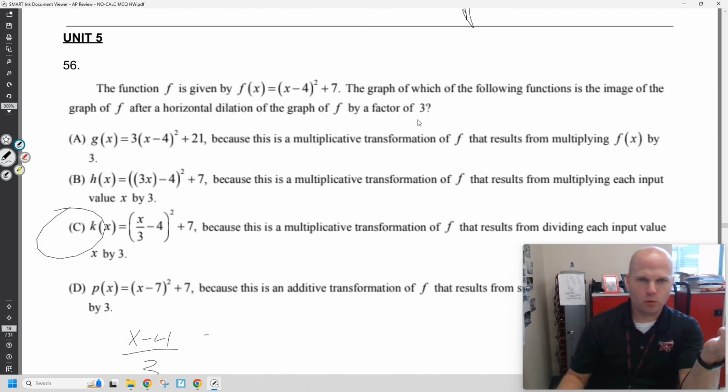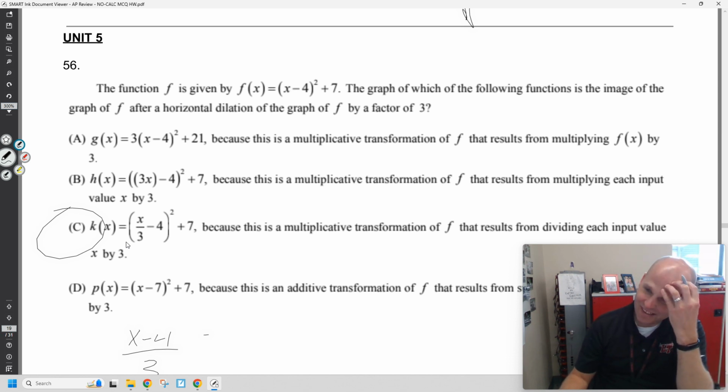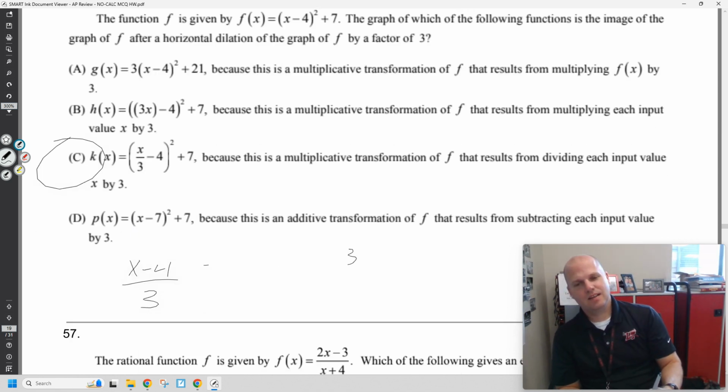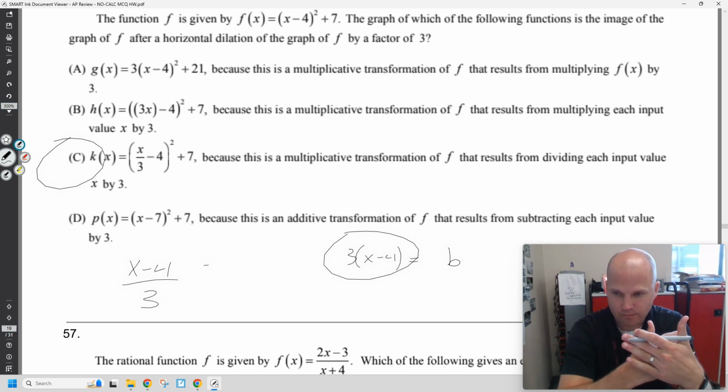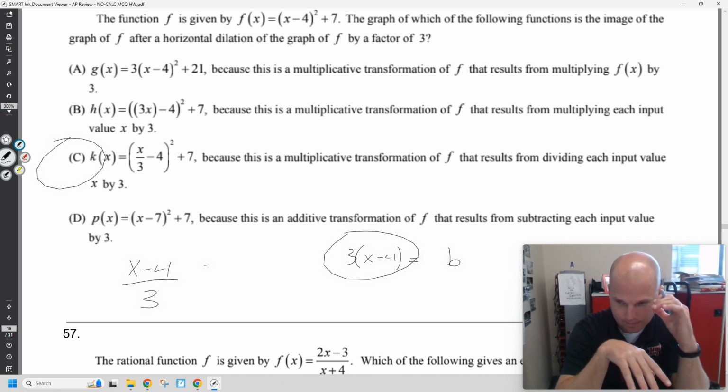This is not the order that you want to do it. You don't want to shift first, then dilate. What's the inverse of this? Divide by 3, then add 4. This is a dilation first, then a shift. This is how we like it.